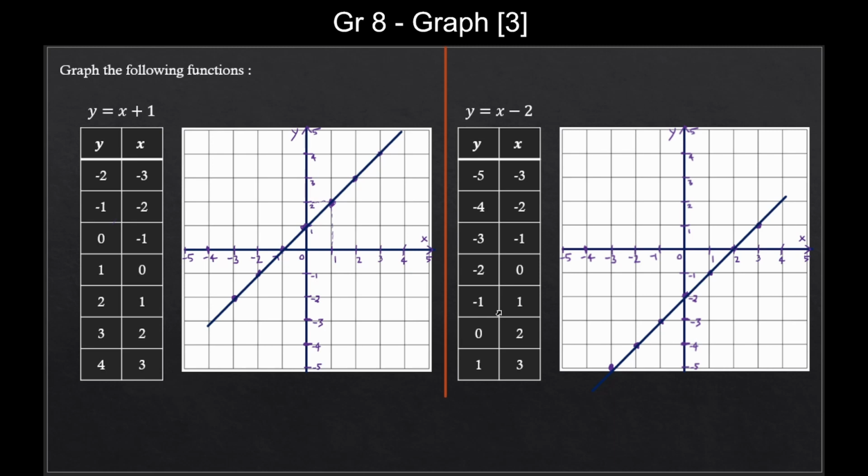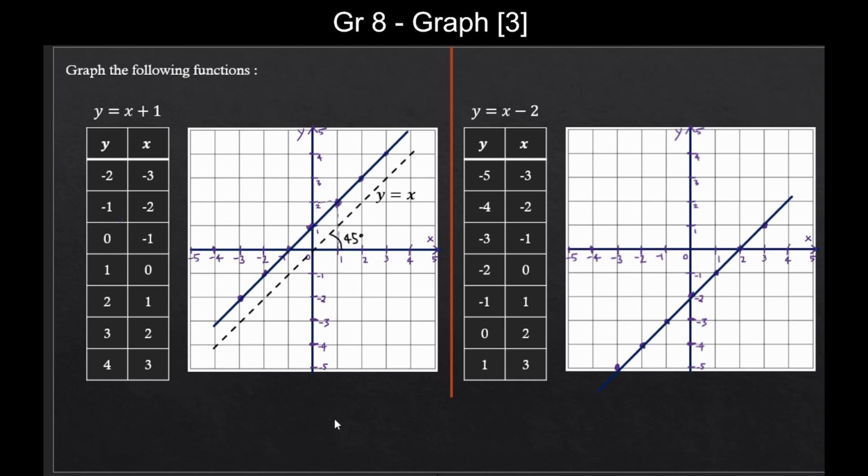Now, I want to know if you remember how the function y equals x looked. Y equals x, the one that didn't have any other numbers in the function, but simply y equals x. Do you remember? This is how the function looked, right? We had a line that was passing through the center point and had the 45 degrees inclination.